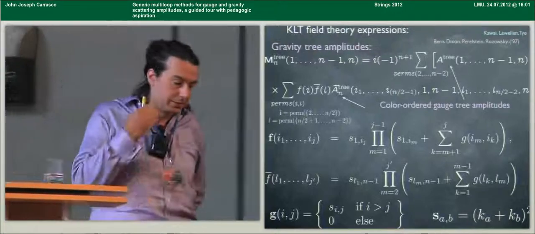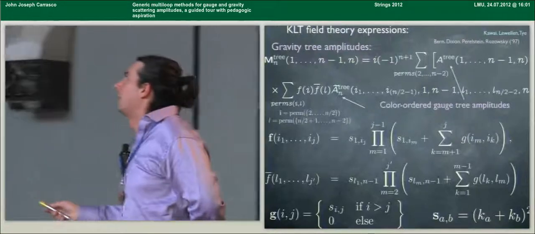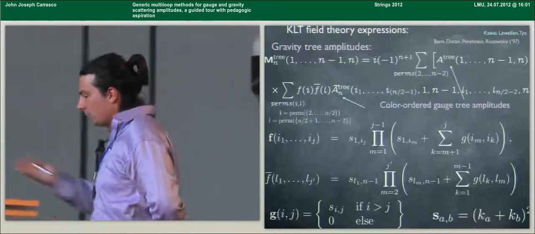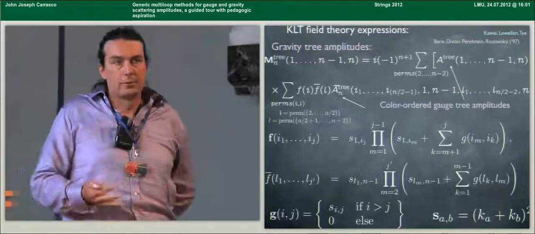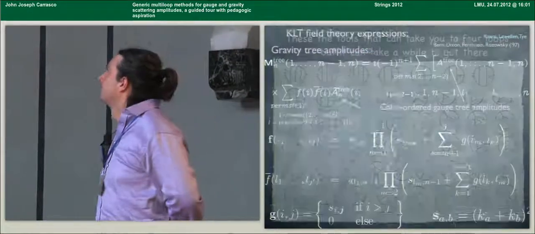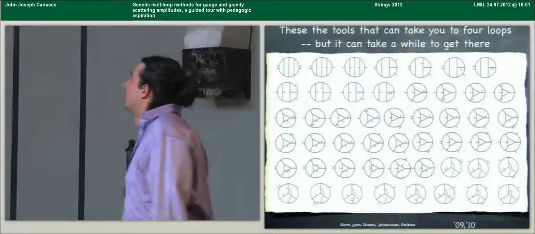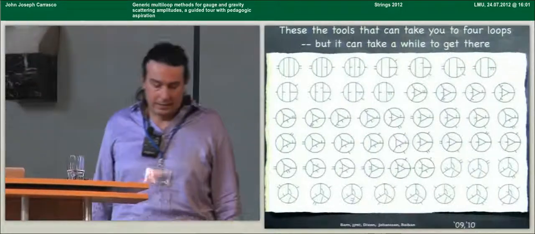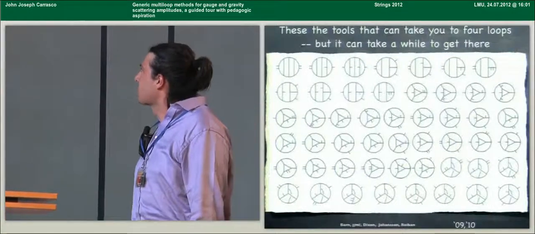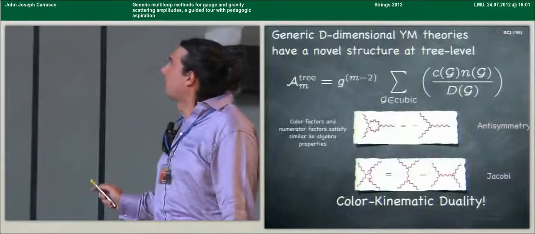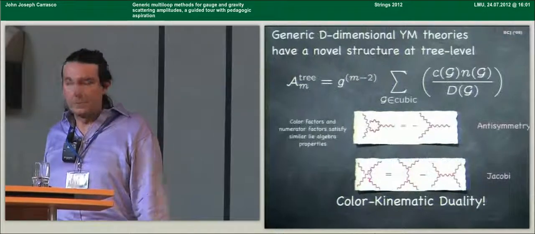But the wonderful thing is that cuts of gravity amplitudes factorize into cuts of Yang-Mills loop amplitudes. So when you had loop-level Yang-Mills, you could recycle that into getting loop-level gravity theories. So, okay. These tools can take you to 4 loops. But it can take you a while to get there, and you can develop quite a long beard if you're not shaving until you're done. But it was on this climb to 4 loops that we started seeing the structure in Yang-Mills.